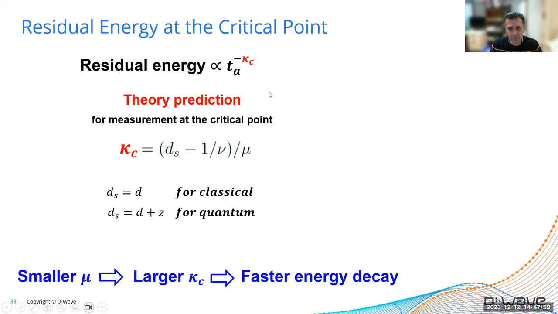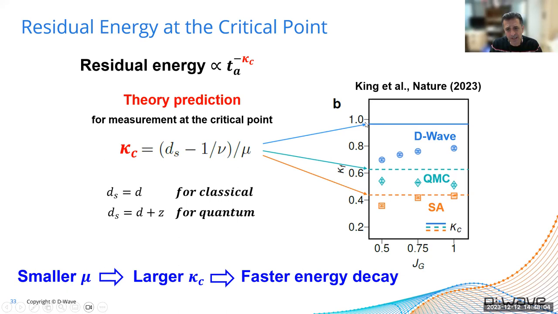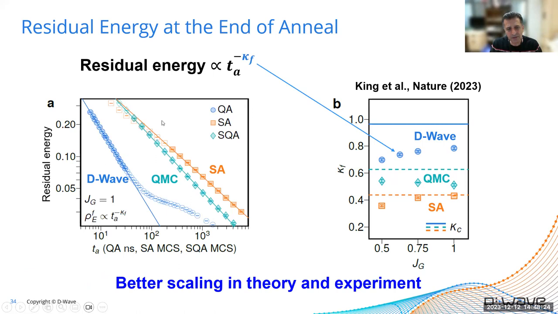And now, if we do this numerically for quantum annealing, quantum Monte Carlo, and theoretically for quantum annealing, quantum Monte Carlo, and symmetric annealing, we see that quantum annealing is better than quantum Monte Carlo, and quantum Monte Carlo is better than symmetric annealing. And this agrees with what we saw before. This is the plot that I mentioned at the beginning of this presentation.